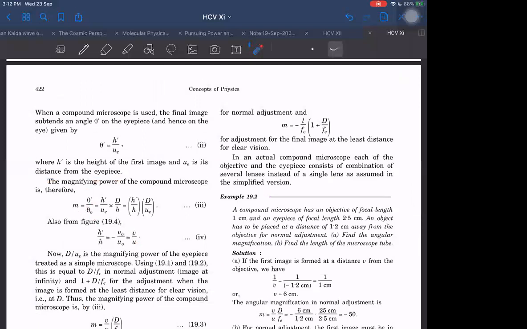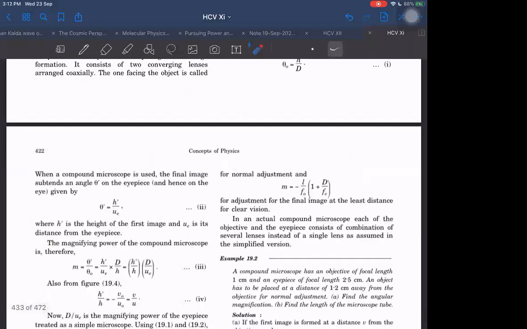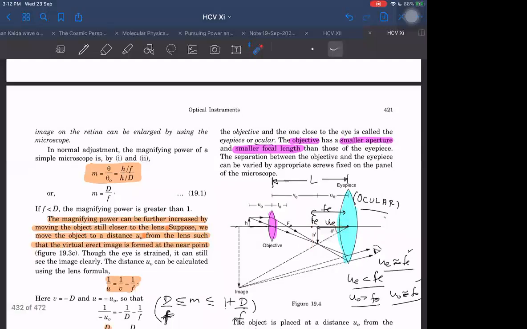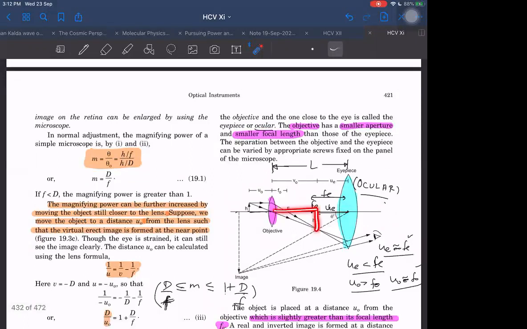I can write theta dash upon theta naught as h dash upon ue into h upon d, or h dash upon h into d upon ue. H dash upon h we can write as v naught upon u naught. How? Let us check it here. h dash upon ue and h dash upon v naught. Yes, right. These two.